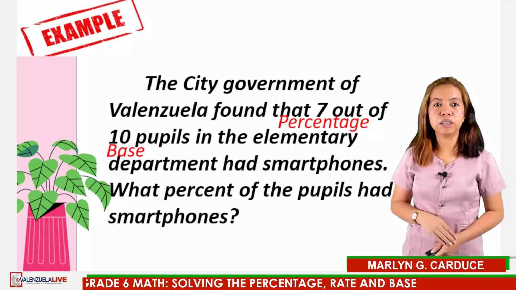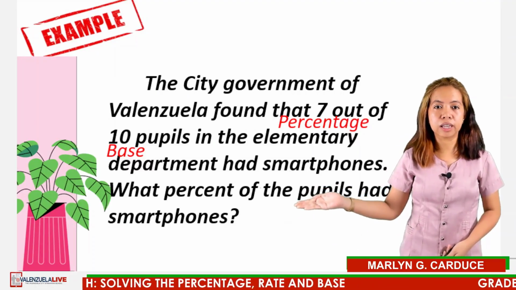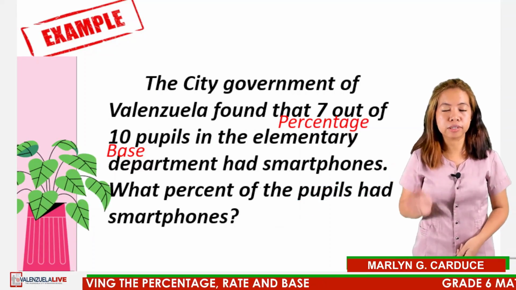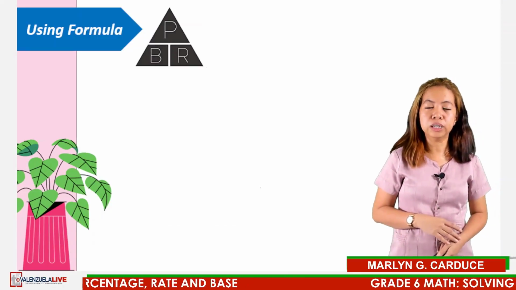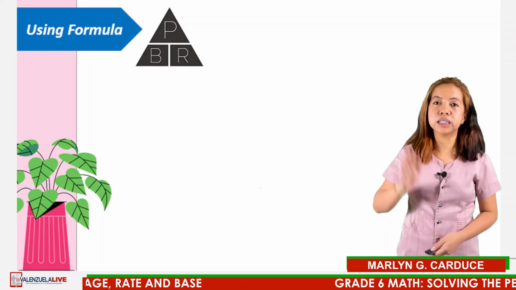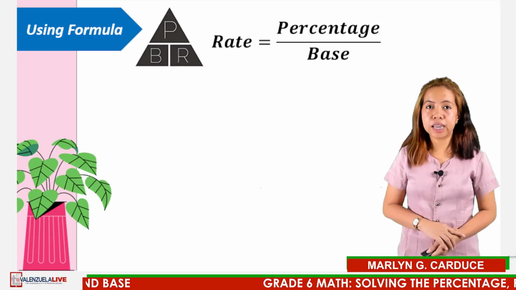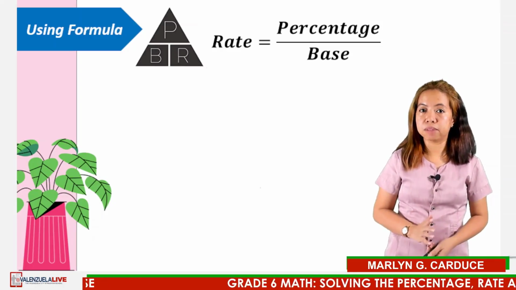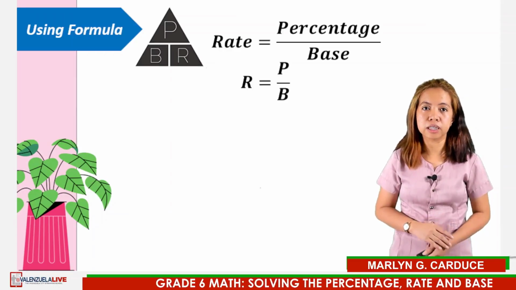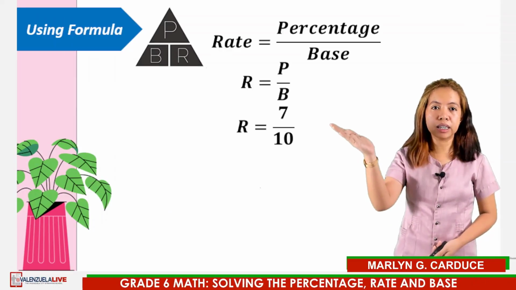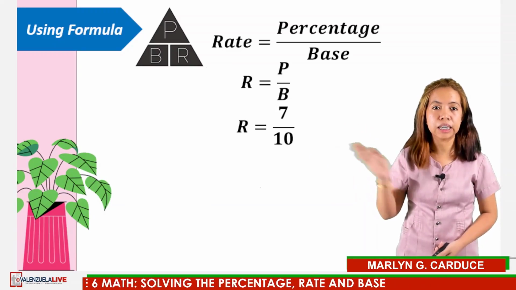So in this problem, we're looking for the rate, because in our task we're looking for the what percent. Okay, so to solve this again, you have to solve it using two ways. The first one is using the formula. To solve for the rate, the rate is equal to percentage divided by the base. So substitute all the values of the percentage and the base. And that is R is equal to 7 divided by 10.